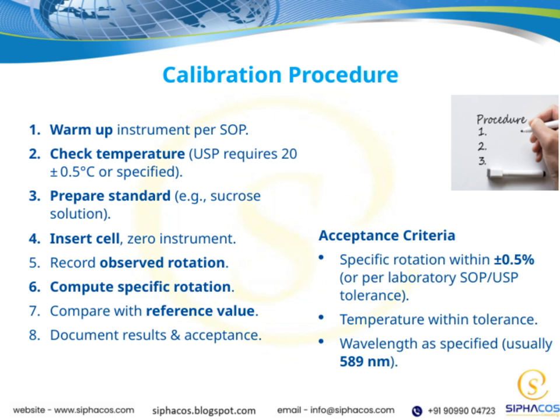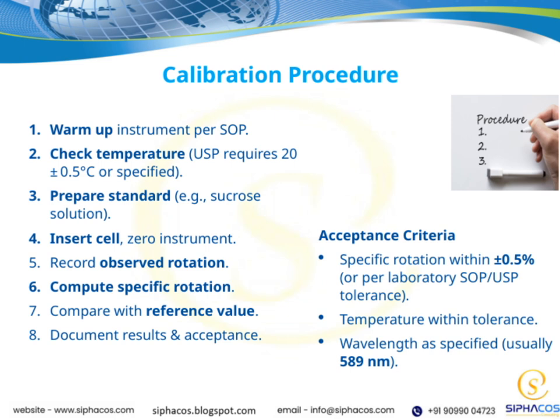Now, moving on to the calibration procedure. The first step is to warm up your instrument according to the SOP, ensuring it's ready for accurate readings. Next, check the temperature of the environment. USP requires it to be around 20 degrees Celsius, plus or minus 0.5 degrees, or as specified for your test. Then, prepare your standard solution, like a sucrose solution, which serves as a reference. Insert the sample cell, zero the instrument, and record the observed rotation.